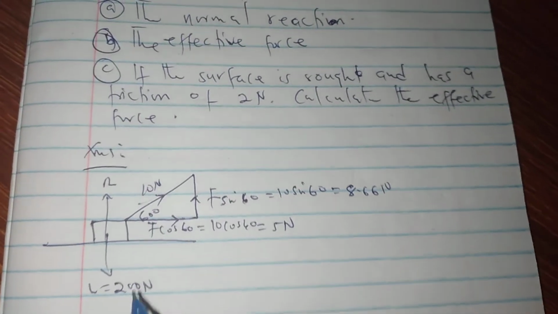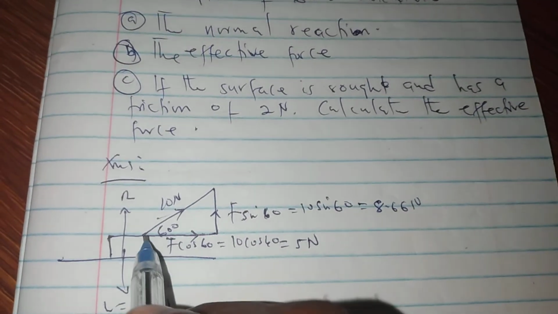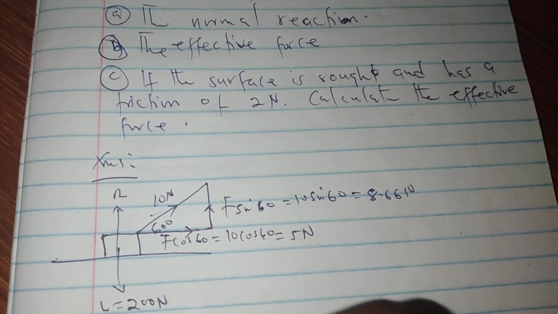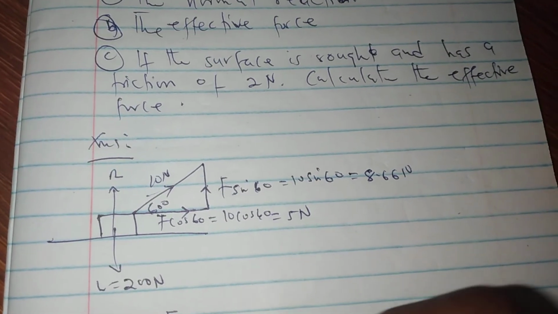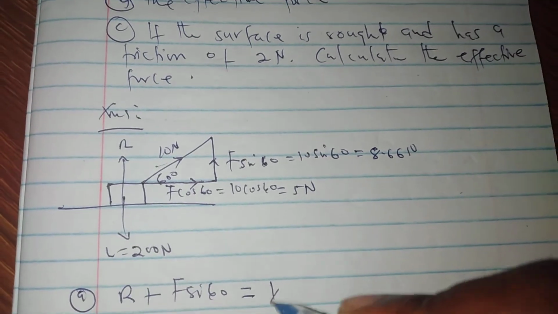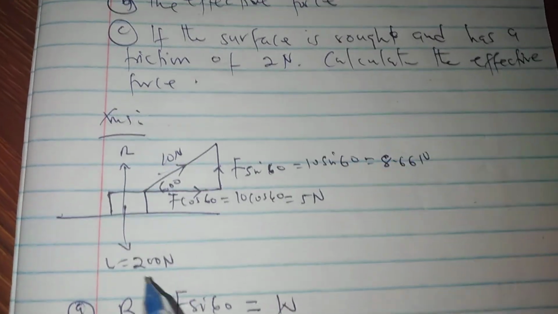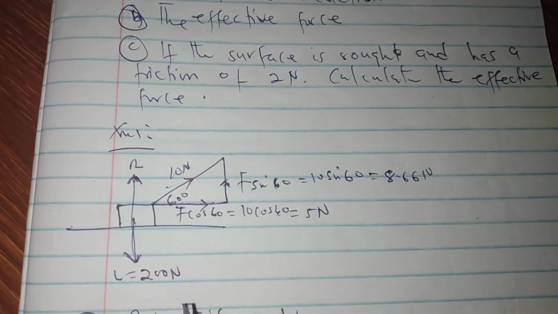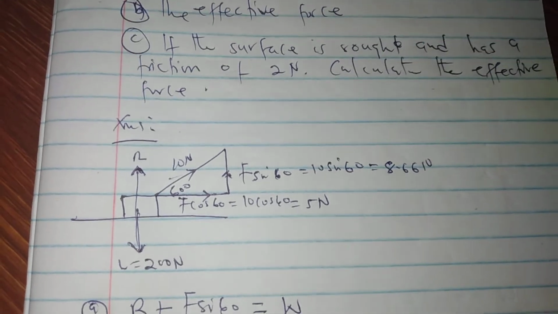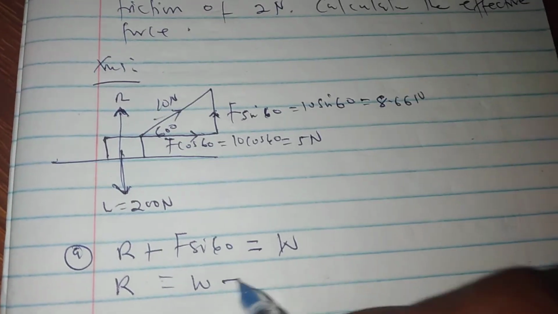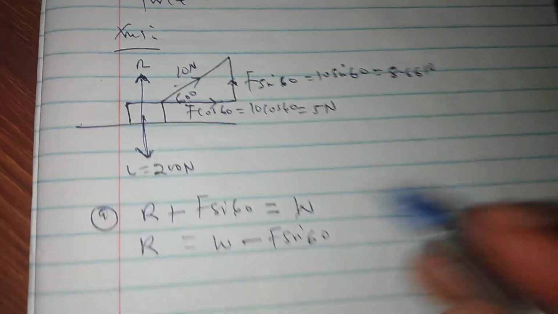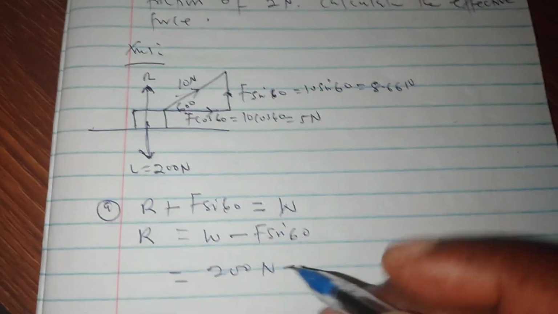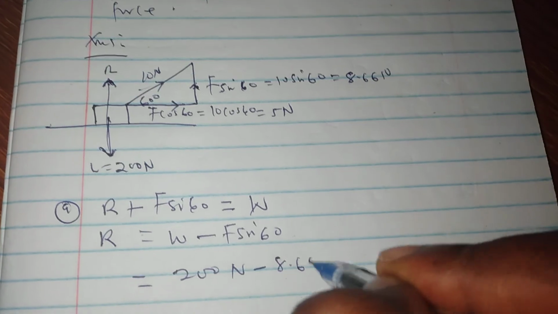Now, if you look at the question, once there is an angle involved and there is a pull in this direction, then we can say that the normal reaction R plus F sine 60 is equal to the weight W. If you look at the diagram, you realize that the upward forces are this and this, and this is the only downward force here. That is how come you have this relation. So the normal reaction R is going to be equal to the weight minus F sine 60.